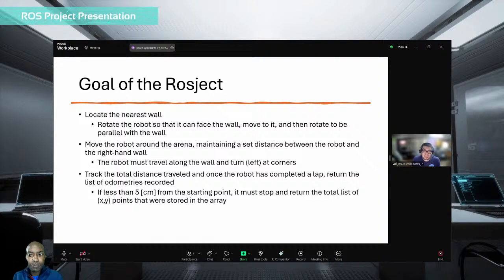While this was happening, if you saw in the beginning, the robot started by tracking the original position with the first odom. And then as it was moving, it constantly kept updating, every second, the distance from the starting point and the distance that it had traveled in total. And then, of course, we didn't see it happen, but had the robot been less than 5 centimeters away from the starting point, it would have stopped and returned the total list of points traveled.